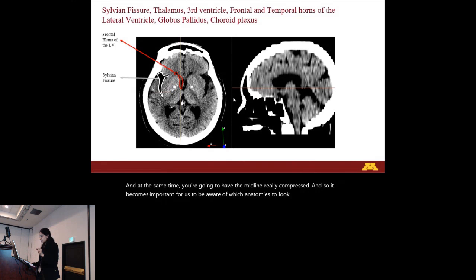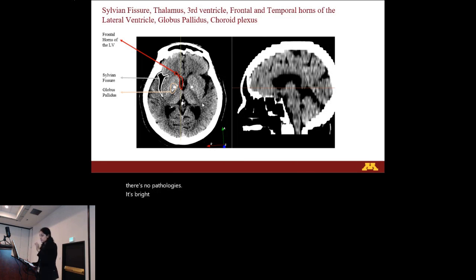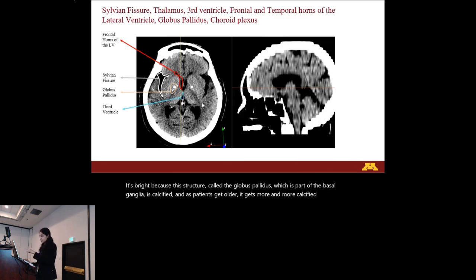Next, you can see these two bright spots on the left and right hemisphere. This is often confused as acute blood if you're not aware, but it's not acute blood. This scan is from a normal patient, so there are no pathologies. It's bright because this structure called the globus pallidus, which is part of the basal ganglia, is calcified, and as patients get older, it gets more and more calcified. And that's what you notice there.